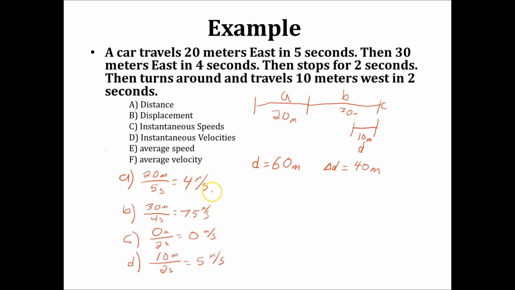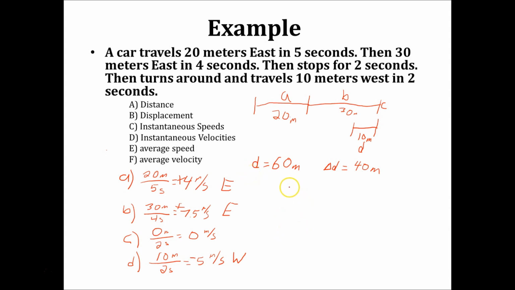Now for velocity, remember, all we're going to do is include the direction. So for this one, we're going 4 meters per second east. Here we're going 7.5 meters per second east. Now when we're stopped, there really isn't a direction, so we don't need to do anything with this. Here we're going to be moving 5 meters per second west. Now remember, you can also use signs, positives and negatives. So we could say instead that this is positive 4, this is positive 7.5, and this is negative 5.